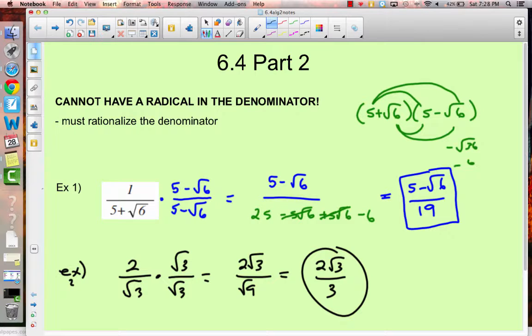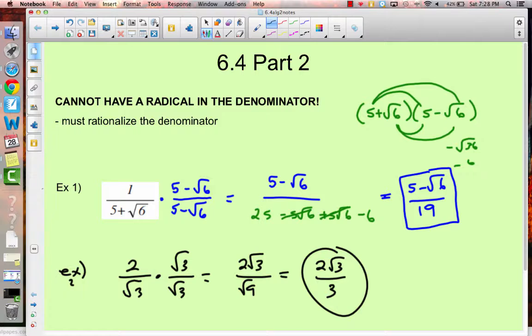Okay, so if it's just 1 radical, no other numbers, then you're just going to multiply by the denominator, whatever it is, on the top and bottom. If you've got plus or minus anything, then you're going to have to use the conjugate, and you want to make sure you write down what a conjugate is. That's a very important word to remember, that it's going to be the opposite of whatever the denominator is.